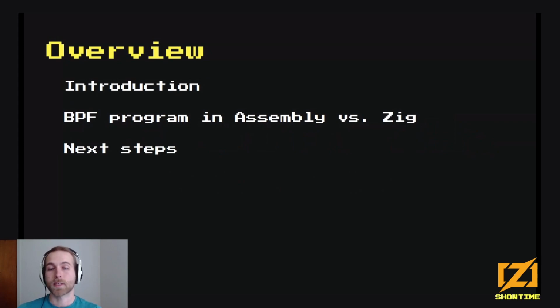So first, I'm going to tell you what BPF is, and then we're going to go over a couple of examples that both do the exact same thing, but use slightly different methods of loading BPF code into the kernel. And then we're going to talk about where I want to see the Zig BPF library go, and some things that are coming down the pipeline for BPF in general.